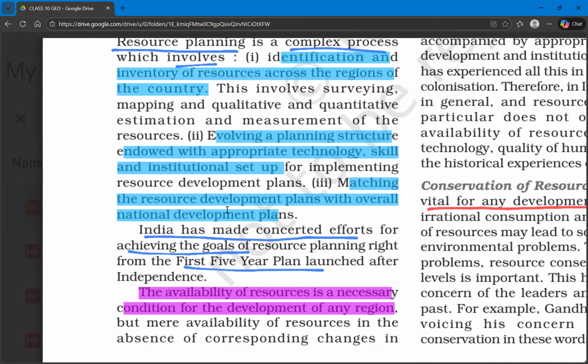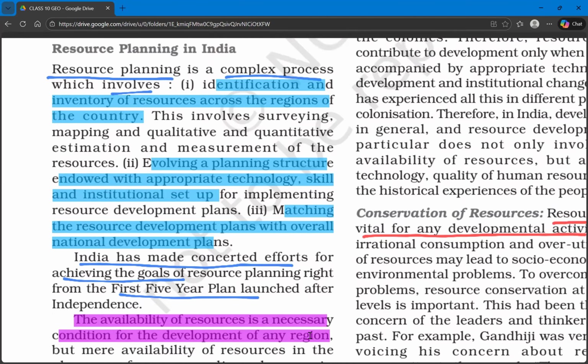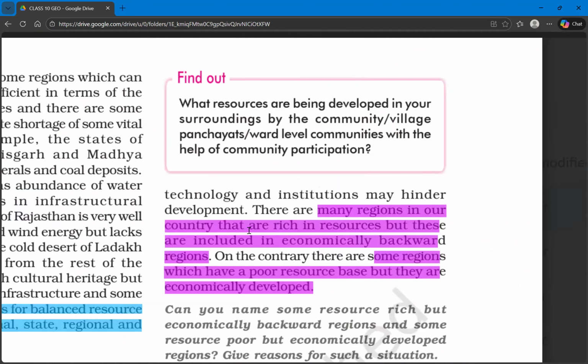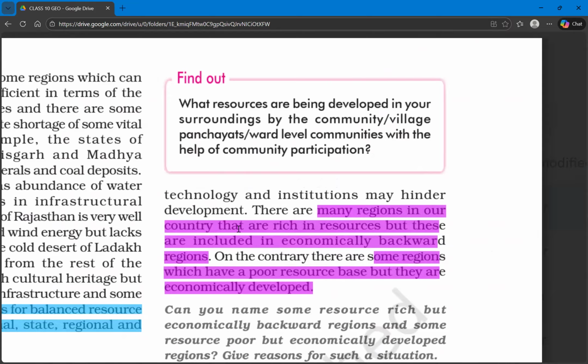So, even if you have the required technology, if you don't have resources, the technology is of no use to you. So, availability of resources is also important. But mere availability of resources in the absence of corresponding changes in technology and institutions may hinder developments. There are many regions in our country that are rich in resources, but these are included in economically backward regions.